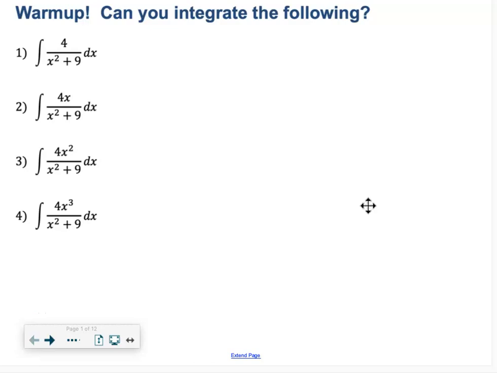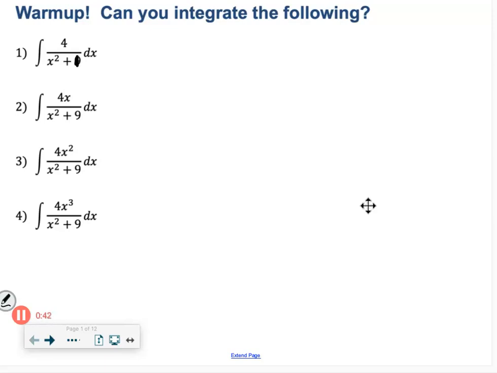So just for fun, I thought it would be nice to do a little bit of a preview of integrals. I have a question for you, since it doesn't look like anyone got number 1 correct. If this 9 was a 1, would you be able to do this? What function would it be? It's arctangent.